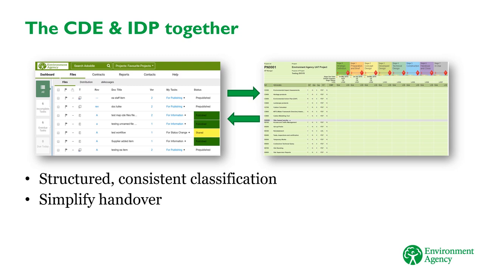The CDE and IDP should be created right at the start of the project, populated with all relevant data and information that is already available, and with as much detail as possible of what the project will need to deliver. Then, during the rest of the project, they need to be kept up to date and used to manage the data and information produced by the project.